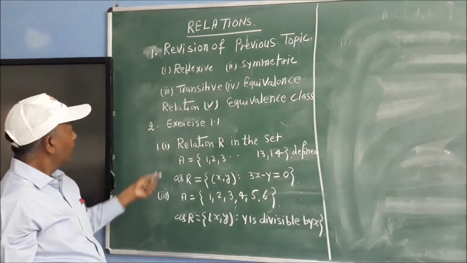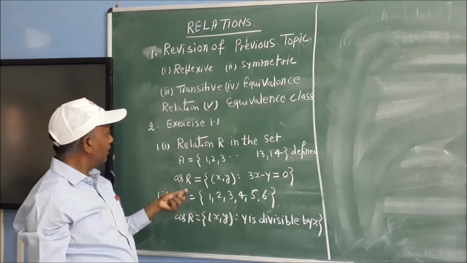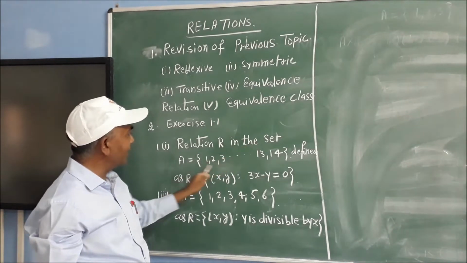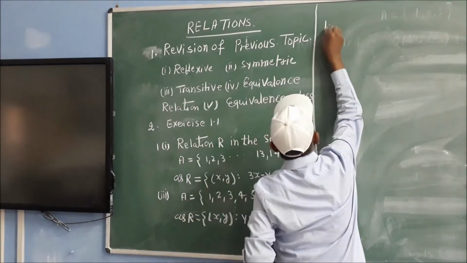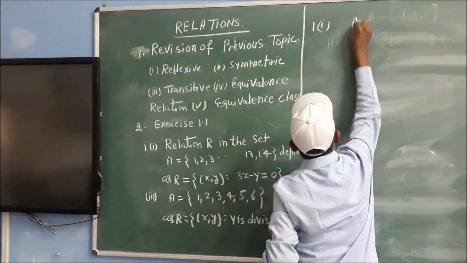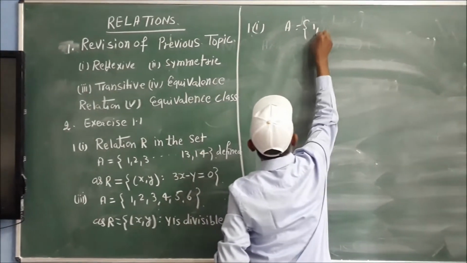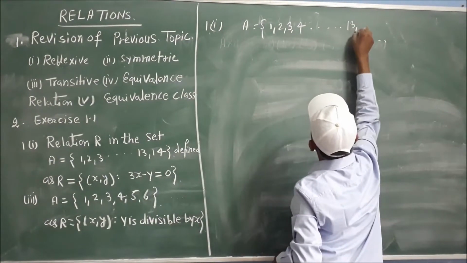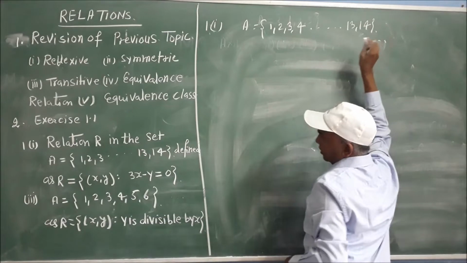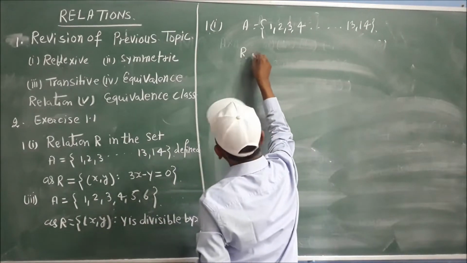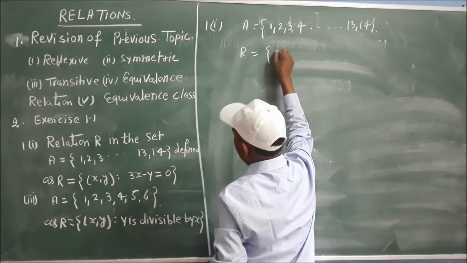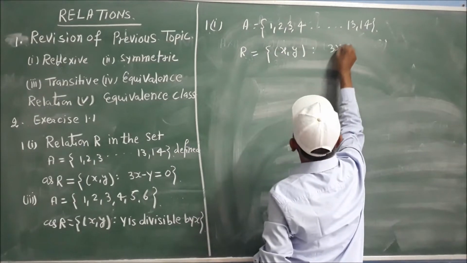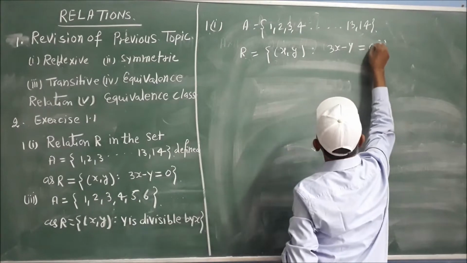Start. Exercise, come to exercise 1.1. Question number first: relation R in the set A is given. A is equal to {1, 2, 3, 4, up to 13, 14}. These are the elements of the set. The relation is also given. R is equal to {(x, y) such that 3x minus y is equal to 0}.